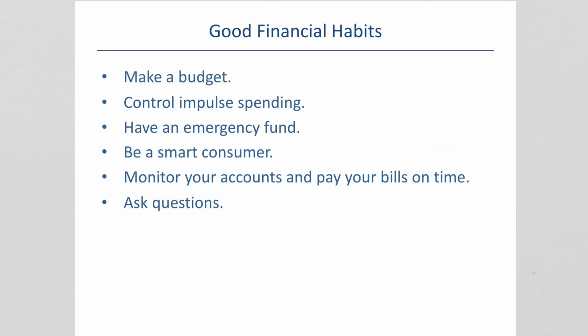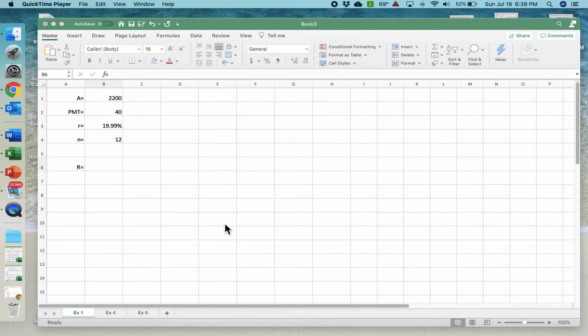Good financial habits: make a budget, control impulse spending, have an emergency fund, be a smart consumer, monitor your accounts and pay your bills on time, and ask questions anytime you have them. That concludes our little chapter on finances. Take a look at some of these examples.